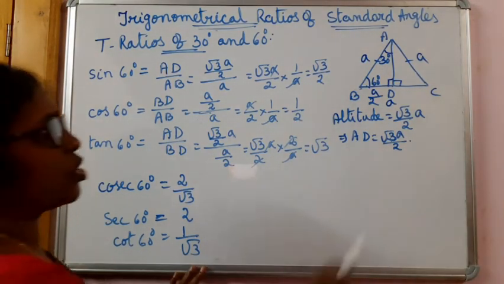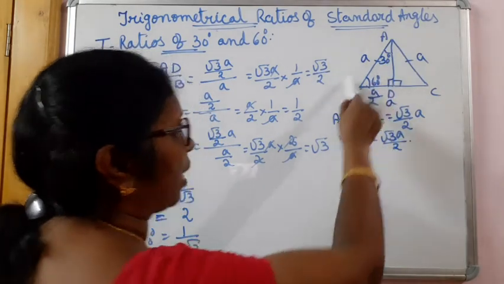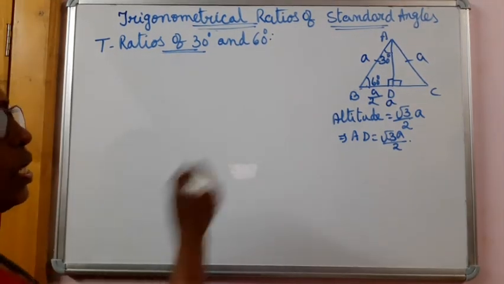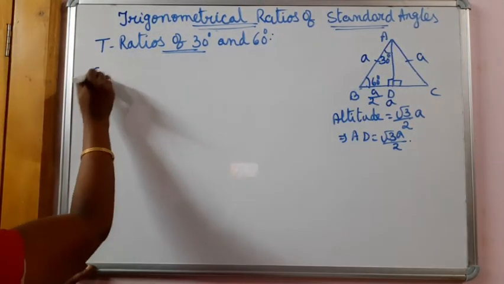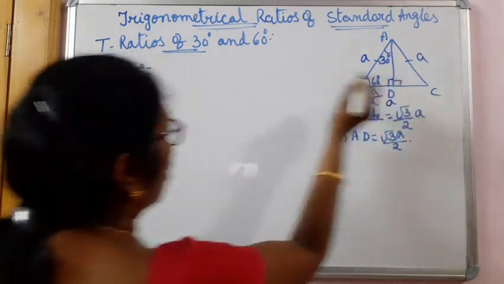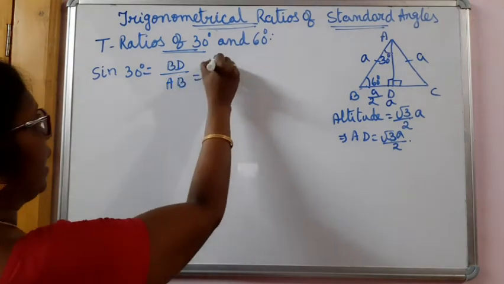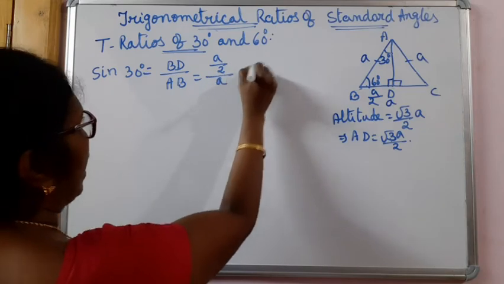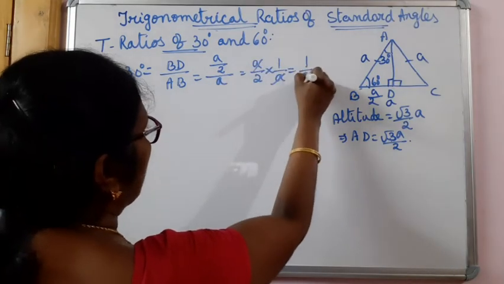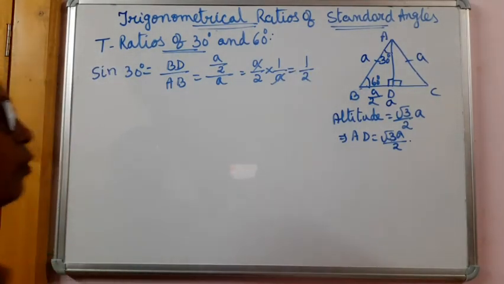Now let us work out for 30 degrees. In the same way, for this angle of 30 degrees in this triangle, we can get the T ratios. So for this angle, let us find out. Sine 30 degrees is equal to, for this angle, the opposite side BD by hypotenuse AB. So BD is A by 2, over A. That is, we get A by 2 into 1 by A. When it is cancelled, we get 1 by 2. So sine 30 degrees is 1 by 2.